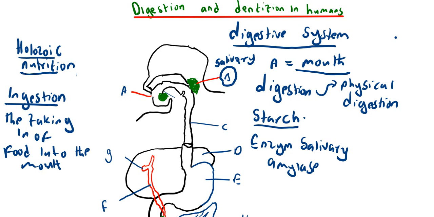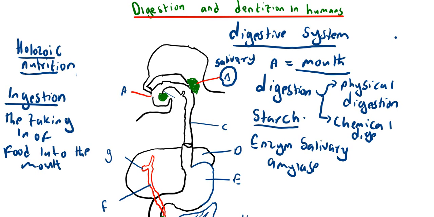We can call that a bit more of chemical digestion, because an enzyme is involved in the breaking down of large food molecules into smaller ones. So in the mouth we have digestion. What type? Physical digestion, because it involves the breaking down of large food particles into smaller ones physically, and this is done with the help of the teeth. But again, there is an enzyme from the salivary gland known as salivary amylase, which breaks down starch into maltose. So you can say in the mouth we have a bit more of chemical digestion as well.